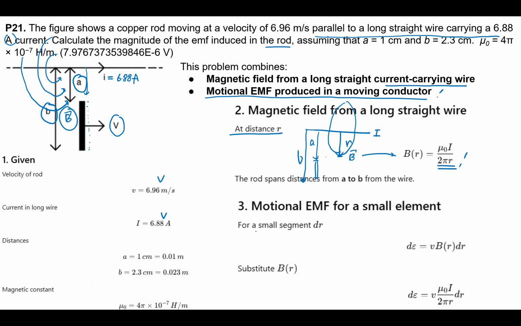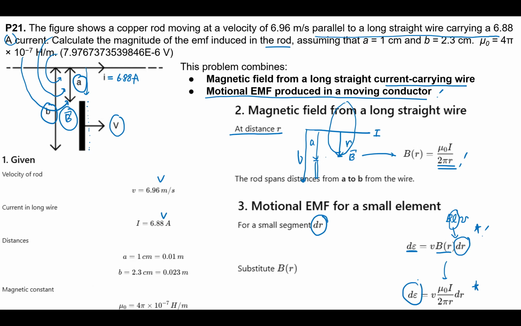So what we are going to do is take a small segment of dr, and for this dr, we get the electromotive force dE equal to v times B times dr. That is similar to BLv, and then L becomes dr. Okay, that's the key thing. B(r) is a function of r, and if you just plug in, then we get this one.